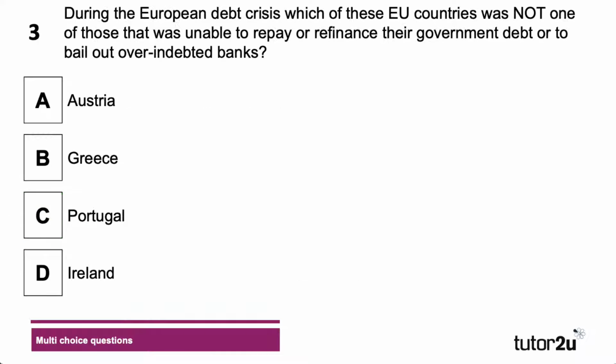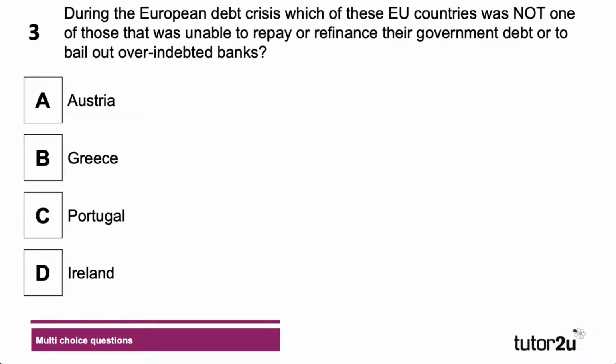Here's question 3. A knowledge question, I think, this one. During the European debt crisis, which of these EU countries was not one of those that was unable to repay or refinance their government debt or to bail out over-indebted banks? Of those 4 countries listed there, which was the only one listed that was not unable to repay? In other words, basically had fiscal stability and didn't require some form of extra assistance from the IMF or the ECB, the Troika. So what do we think?